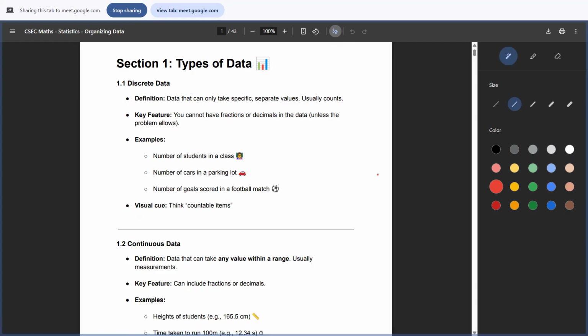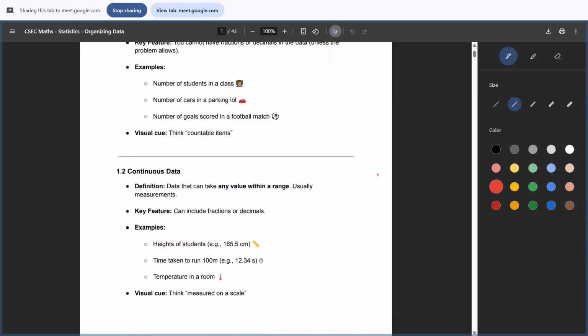They have individual values and no range of values, right? So they are all countable items. You wouldn't say that you have 3.5 people in a class, so you wouldn't say that there's 216 and a half cars in a parking lot. They have to assume whole number values.